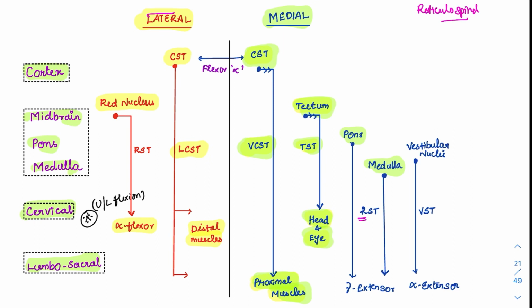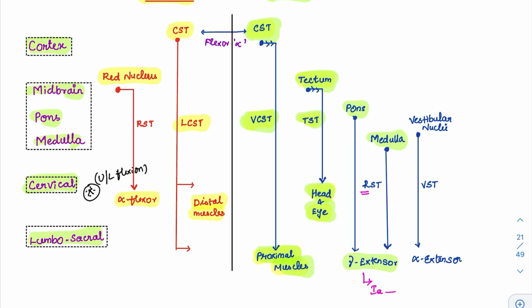Both of them are going to the gamma extensor. And what is the function of the gamma extensor? Whenever they get activated, they indirectly act on the 1A fibers, and finally they will activate the alpha motor neurons. So even the gamma extensor, if it has to cause contraction, has to activate the 1A fibers, and from them act on the alpha motor neurons, and finally cause the extension, because alpha motors are the final end neurons.